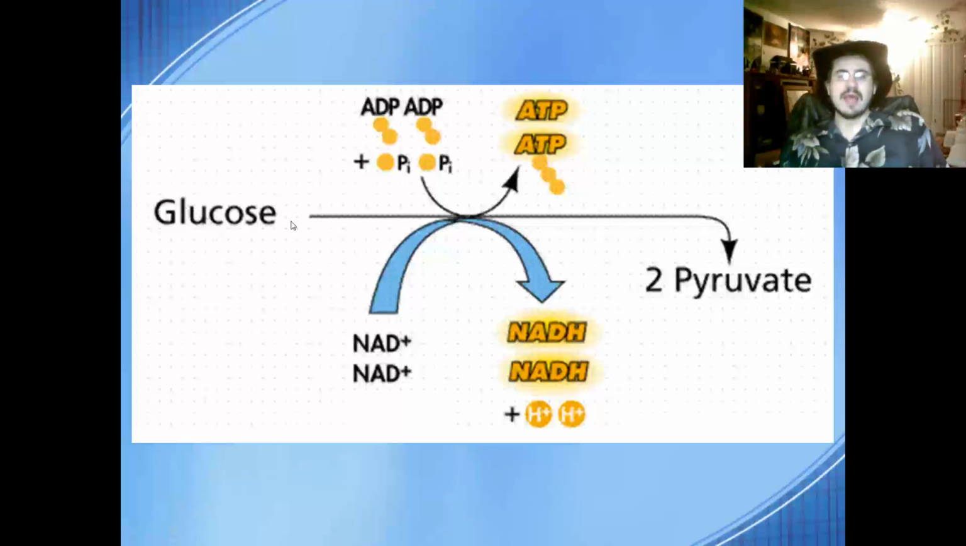There it is. Here's glucose. NAD swooping in to pick up hydrogens, 4 of them. And then we also end up with 2 pyruvate as a byproduct here. And here's some ADP plus P, adenosine diphosphate, and a loose phosphate coming in and being converted into ATP, adenosine triphosphate.